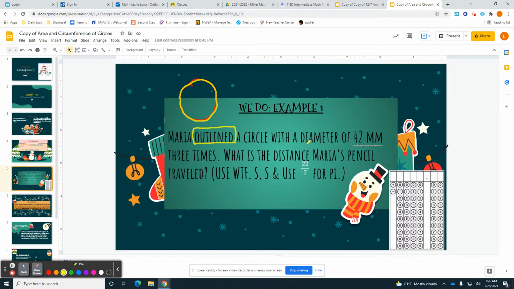So she outlined the circle, and it says the circle has a diameter of 42 millimeters. If you look, I boxed in outline because that's the one that tells us we are looking for circumference. Okay. And here it's important to note that she did it 3 times. What is the distance Maria's pencil traveled? Okay. And it says to use 22/7 for pi. So we're going to go ahead and set it up. Remember, WTF, SS.